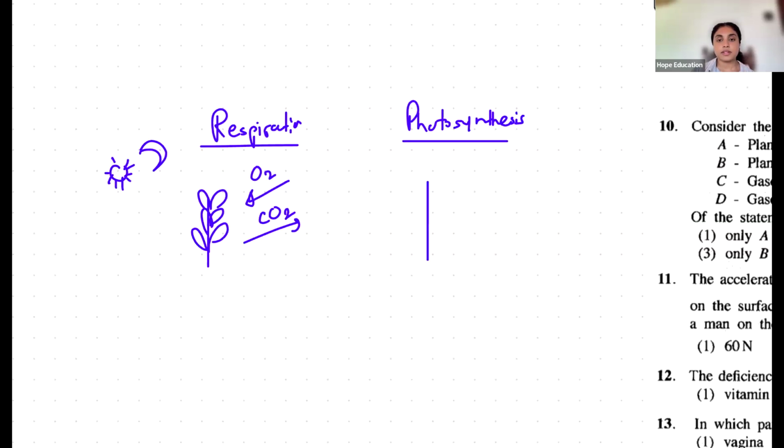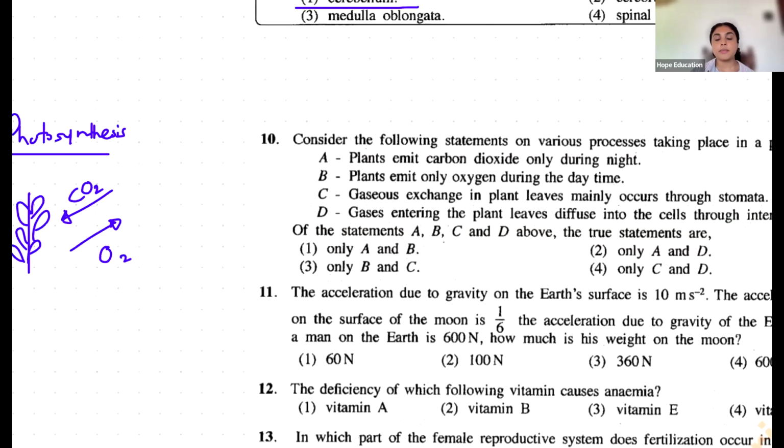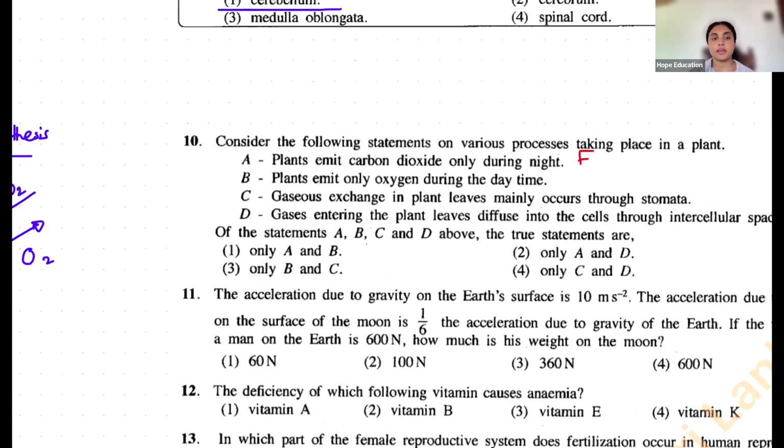If you take a plant, in photosynthesis the plant takes carbon dioxide and releases oxygen. Plants emit carbon dioxide only during the night because it's respiration, which happens both during daytime and nighttime. Plants emit oxygen during the daytime.